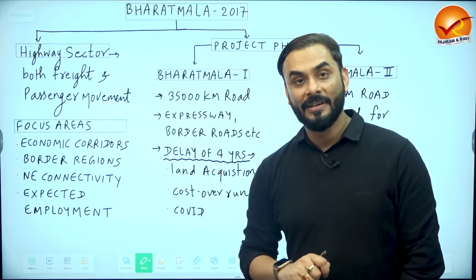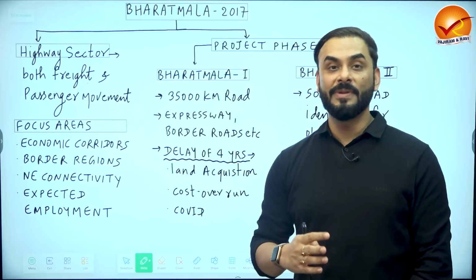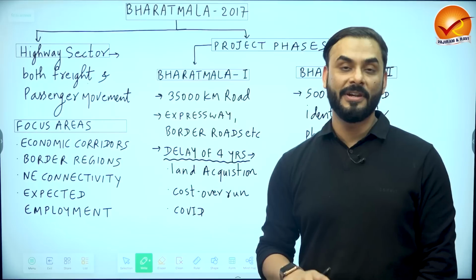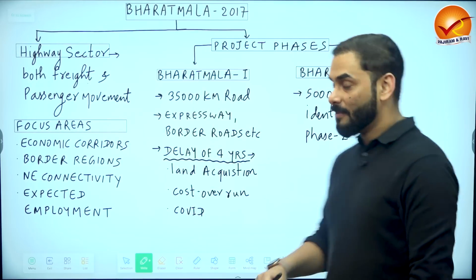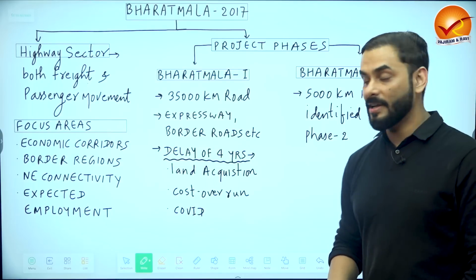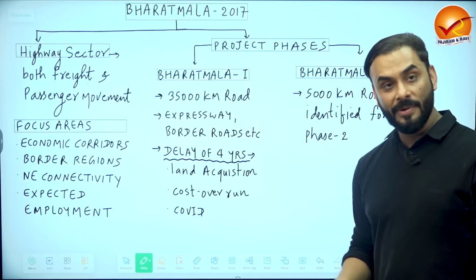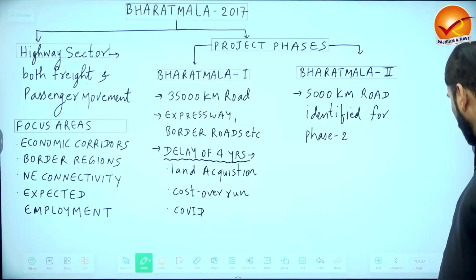Then COVID happened. Because of that, there was a lockdown and the workers returned to their villages, which means because of these 3 reasons, there has been a delay of 4 years in meeting this target under Bharatmala phase 1. In Bharatmala phase 2, 5,000 kilometers of road have been identified. All right. So here 35,000 kilometers of road, here 5,000 kilometers of road. So Bharatmala phase 1 and 2.